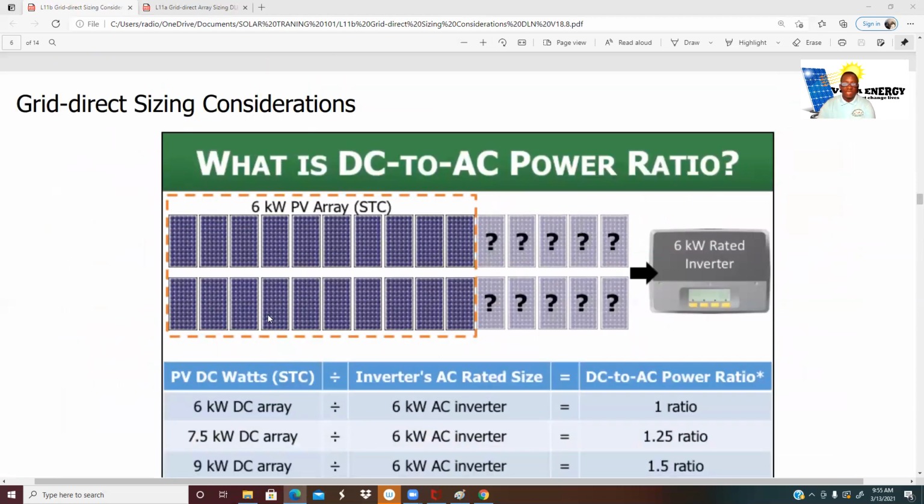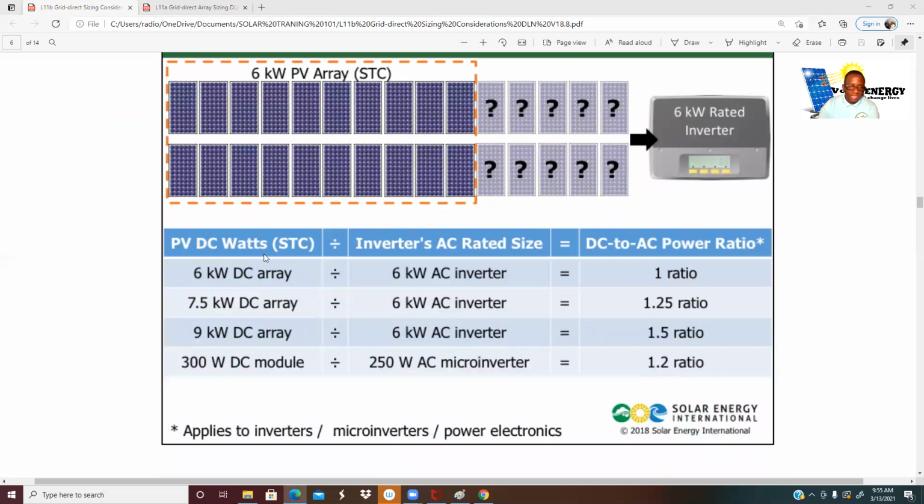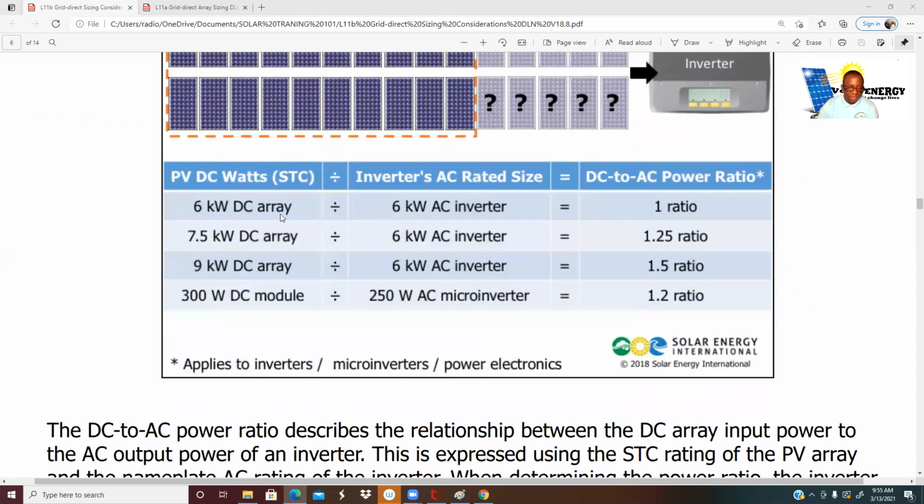What is the DC to AC power ratio? A great direct sizing consideration. We have a 6 kilowatt PV array at STC, and we have a 6 kilowatt inverter. The PV DC watts at STC is a 6 kilowatt DC array. Divide by the inverter AC rating, a 6 kilowatt AC inverter. The DC to AC power ratio is 1. That's a DC to AC power ratio.